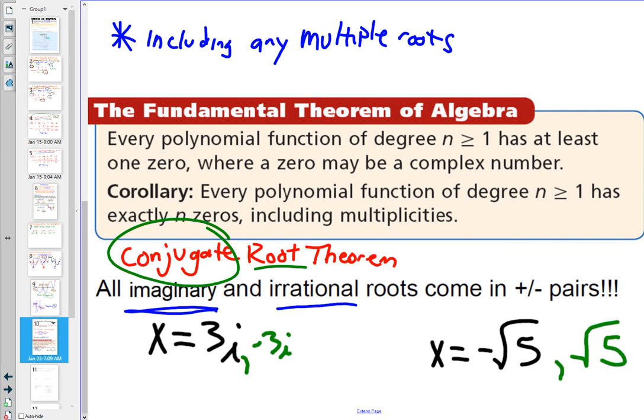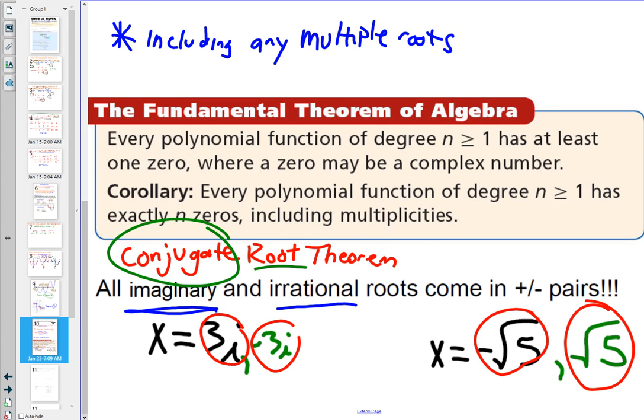So if I tell you that an equation has a solution of 3i, it also has to have a solution of negative 3i. If an equation has a solution of negative square root of 5, we also have to have a solution of positive square root of 5. And where do you think that comes from? Why do you think that this is true? Why would they have to come in conjugate pairs?